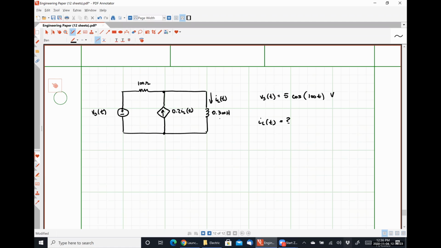So let me ask you a question. Do you want to work this problem in the time domain or the frequency domain? Frequency domain. So our first step should be converting this circuit into the frequency domain 100% of the time. Okay, there's no ifs, ands, or buts about that. So how do I convert this circuit into the frequency domain?